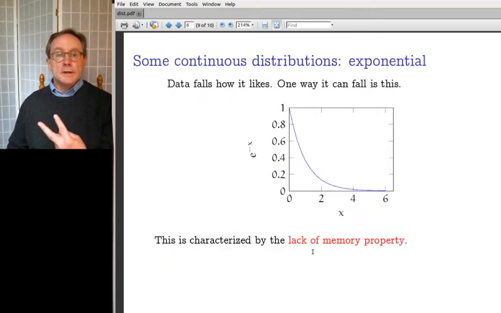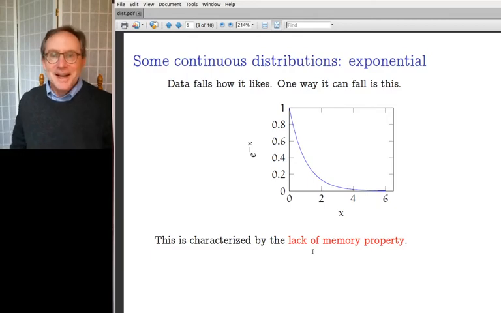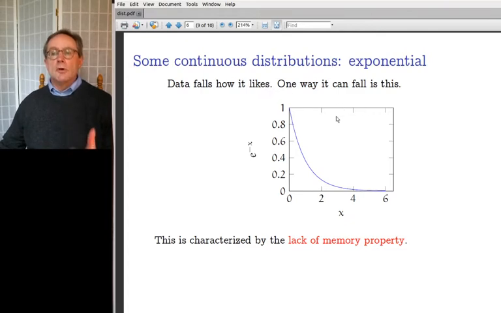I want to give two continuous distributions. The point of the first continuous distribution is that not every continuous distribution is the second one. So I'm introducing the first one first just to make the point that the second one, although it's special, is not the only one. What I'm trying to capture with the sentence is: data falls how it likes. So one way that it can fall is this. It's called the exponential distribution. We're not going to worry about it, except I'm giving it as an example of not the next slide. You see it says e to the minus x there, but it doesn't really matter.